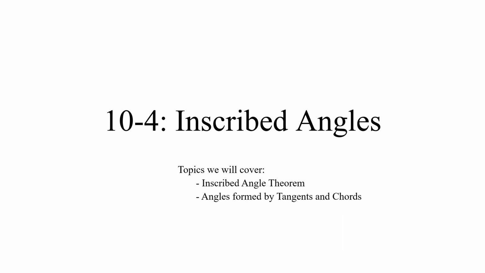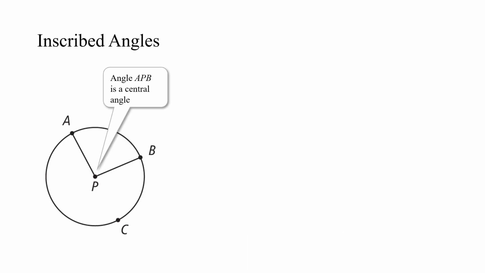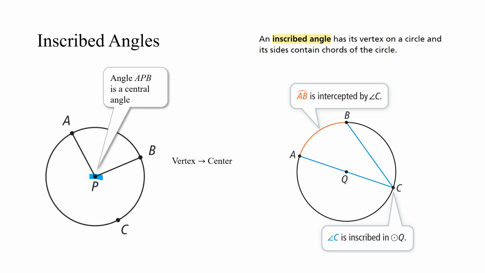We are going to continue our study of circles by looking at lesson 4, which deals with inscribed angles. We know from previous discussions that the vertex of a central angle is the center of the circle. In this case, it would be point P. I am now going to introduce to you the idea of an inscribed angle. And an inscribed angle has the vertex not at the center, but just somewhere on the circle itself.